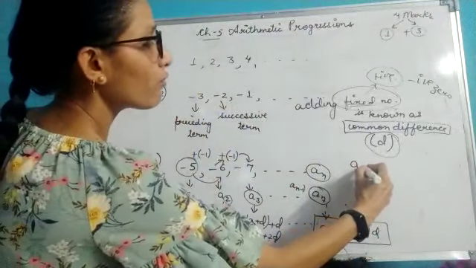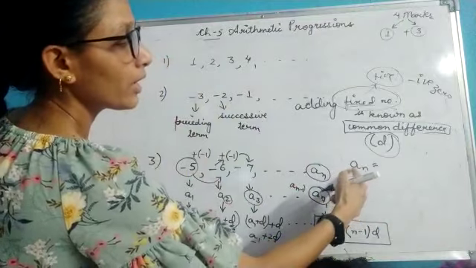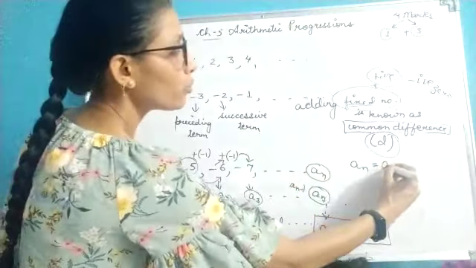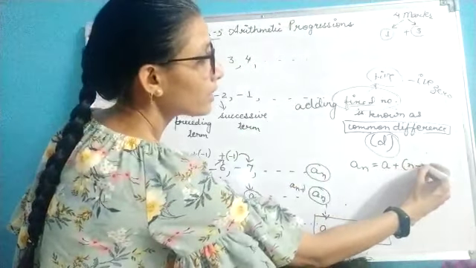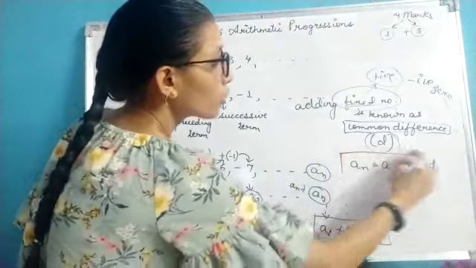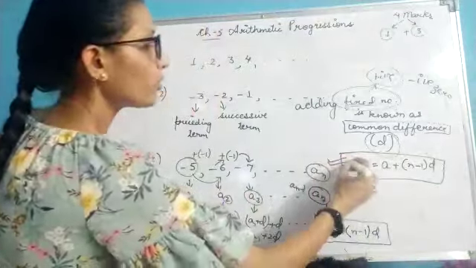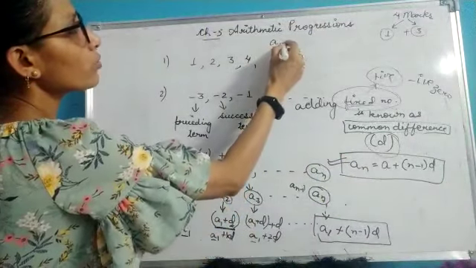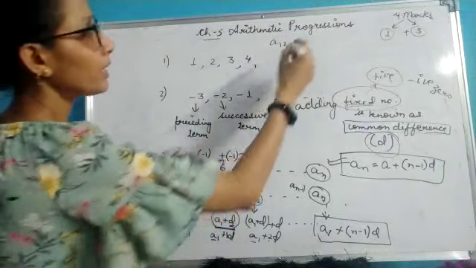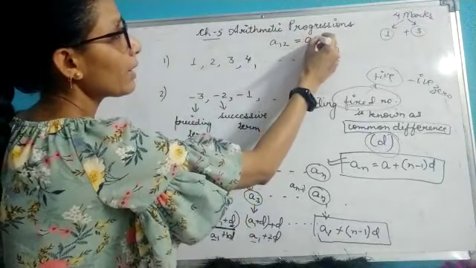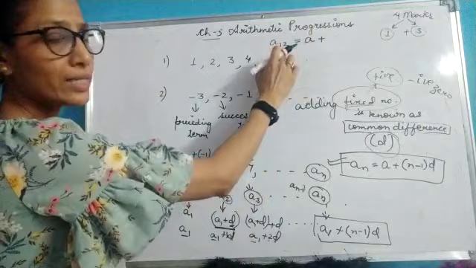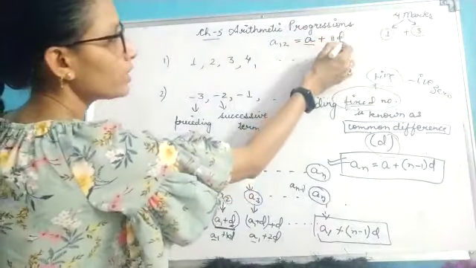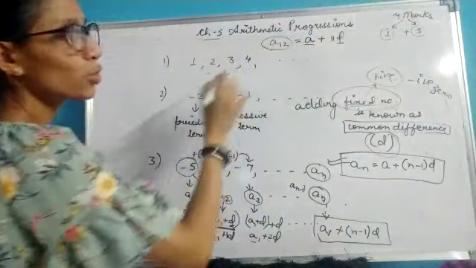So this is the formula which you have to remember. The nth term can be calculated by using a plus (n minus 1) into d. So this is your first formula which you have to remember. Now let's see, if I want to find out the 12th term, then I can write it as a plus 11d, since 1 less than 12 is 11. That means a is the first term, d is the common difference, and this is your 12th term.